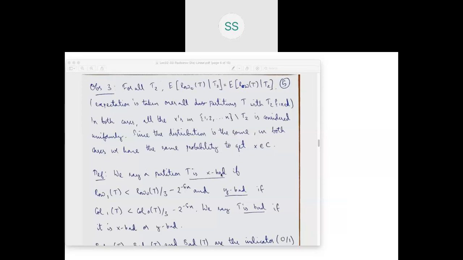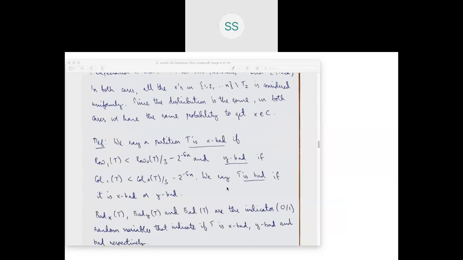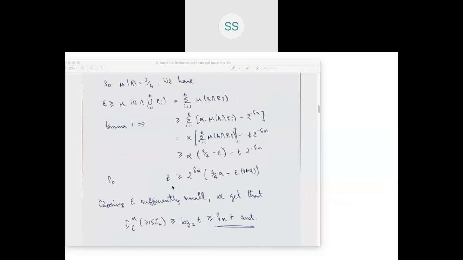So we say that a partition t is x bad if rho 1t is less than rho 0t divided by 3 minus 2 power minus delta n, and y bad if the column 1t is less than column 0t divided by 3 minus 2 power minus delta n. And we say that t is simply bad if it is either x bad or y bad. If it satisfies one of the two conditions, we say it is bad. What I have not written here is that if it is not bad, we say it is good. So if it is good, it will satisfy that rho 1t is greater than or equal to rho 0t, etc., and column 1t is greater than or equal to column 0t, etc. And that is the statement that we said in the lemma here.